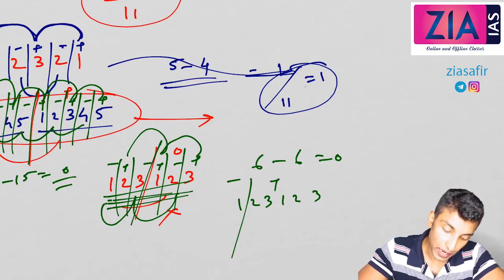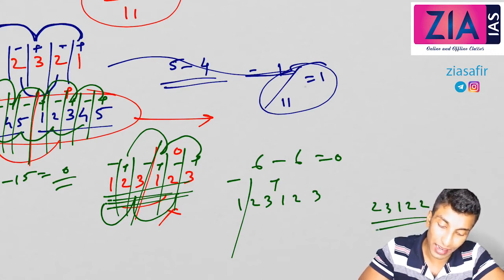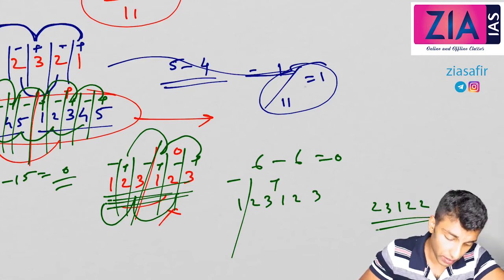But this is plus, this is minus. So 2, 3, 1, 2, 3 become 2, 3, 1, 2, 2. This is again complicated, right? You don't want to divide this by 11. Okay, you have a better method. That's why you can group into groups of 3. So I hope you have done.